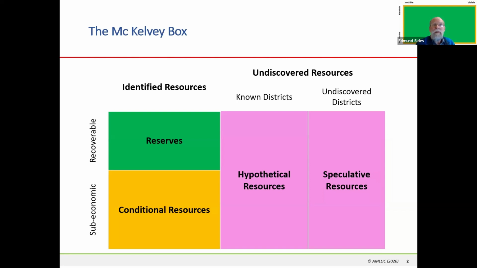And secondly, on the vertical axis, the degree of economic viability associated with the mineralization, ranging from uneconomic or sub-economic at the bottom to economically recoverable at the top. McKelvey proposed four general categories as shown on the figure. To avoid confusion, it should be noted the green box labeled reserves would include both mineral resources and mineral reserves as used for CRISCO-aligned reporting.